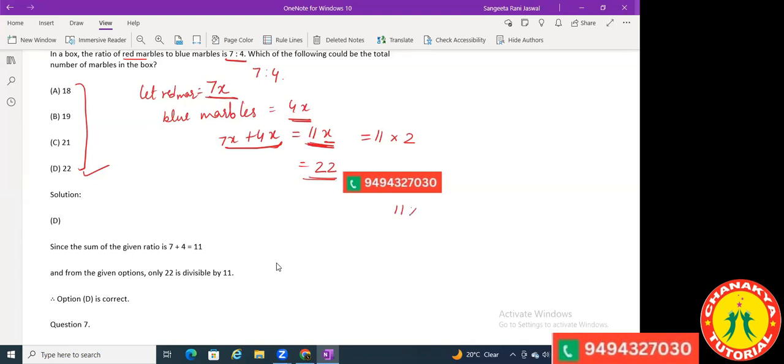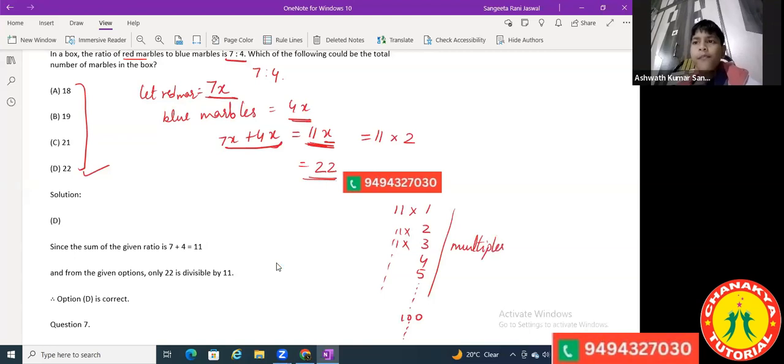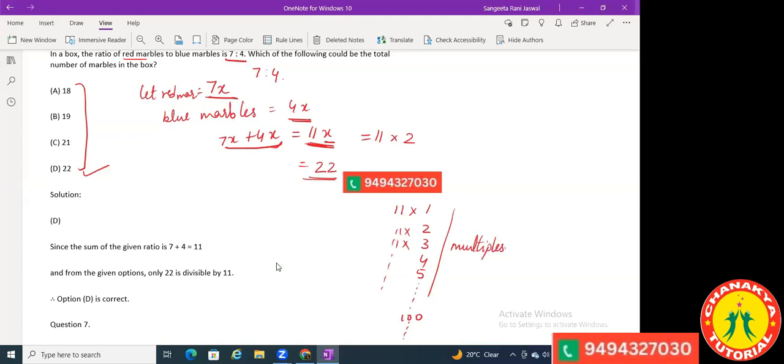Whatever number I multiply with 11, 1, 2, 3, 4, 5, 6, so on till 100 and so on further, whatever I multiply with 11, I get all that as multiples of 11. Now I will see which is the option here which is a multiple of 11. Out of these options, which option is the multiple of 11?